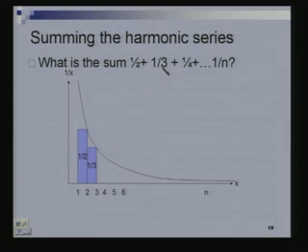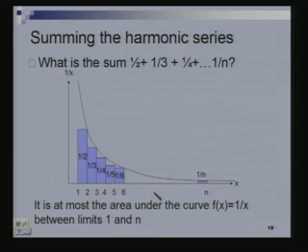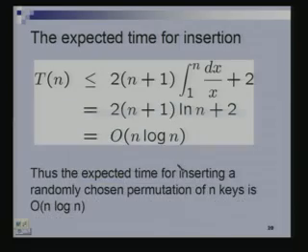So I am getting the terms here. Next one 1 by 4, 1 by 5, 1 by 6. The last one at n, I will draw it in this manner. So this sum is at most the area under the curve f(x) equals 1 by x between the limits 1 through n. So this sum is less than or equal to the area under the curve 1 by x between limits 1 through n.